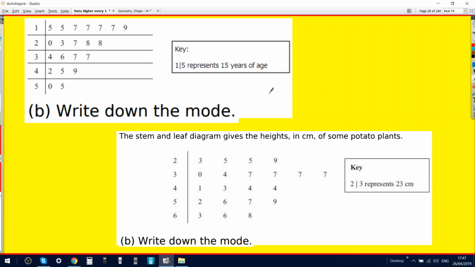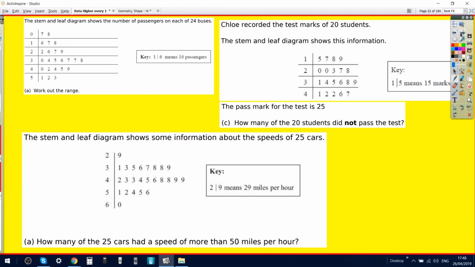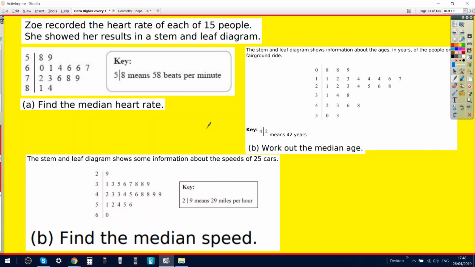This one, top. The mode is 17. Yeah. Range? 46. How about the top right one? 7. Yeah. Top left one. Median height 1, 2. 66.